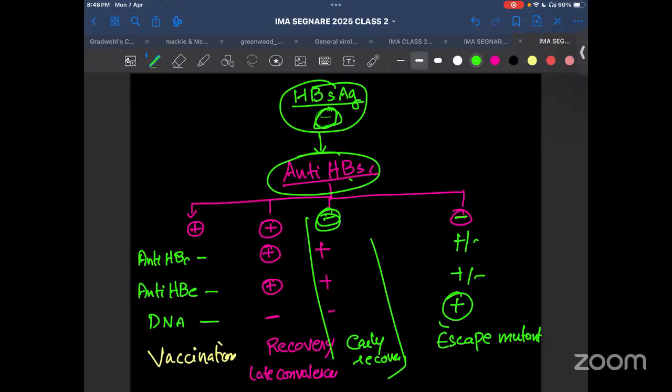That is late recovery or late convalescence. And if anti-HBs is negative and anti-HBc and HBe is positive with the DNA negative, that is early recovery. And then we have escape mutant. Escape mutant means anti-HBs is also negative, and anti-HBc and HBe can be positive or negative, but the DNA is positive. So that is escape mutant.